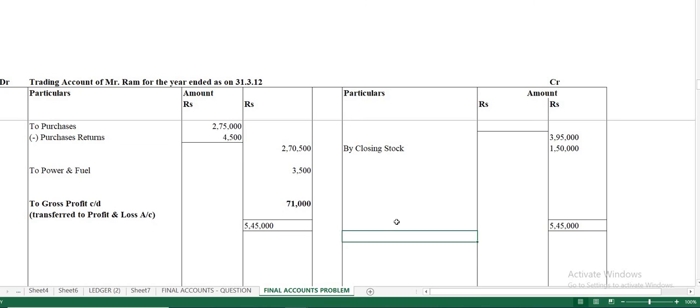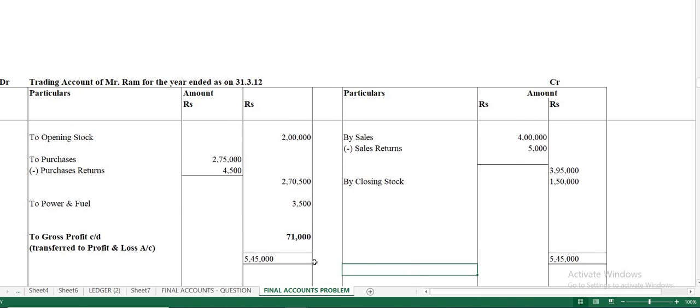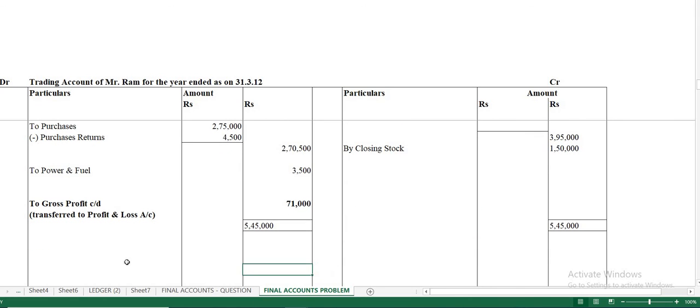So how to balance: you have to total both sides. Then whichever side total is higher, write that on both sides, and the balance amount, the difference it shows, you have to write down. So if this side is coming, it is gross profit carried down. If this side is coming, it is gross loss carried down. Transfer to profit and loss account you have to mention. So profit and loss account, everything we can see in the next session.